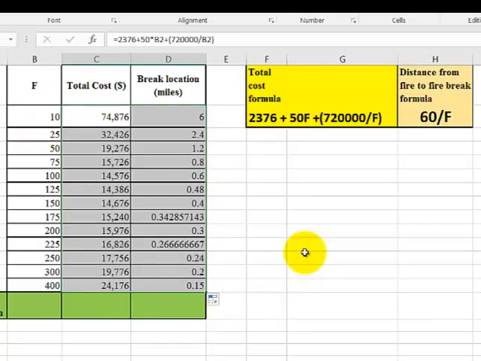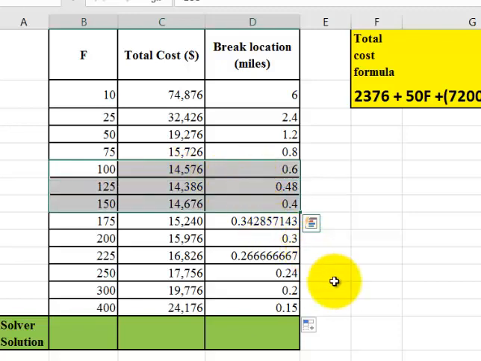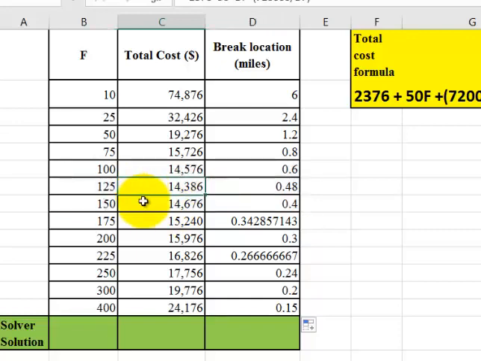Okay, so it looks to me like we want to minimize the cost. It's going to be somewhere in this area right there. You guys see that? It's down to under $15,000. And if I had to be more specific, I would say it's probably going to be somewhere between 100 and 125. Probably real close to 125 somewhere.